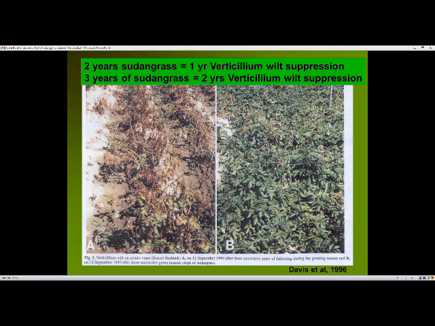So no potato was grown in either of those fields, but this was fallowed for 3 years and this had Sudan grass. And what the Davis group showed is that after 2 years of Sudan grass, you could get 1 year of verticillium wilt suppression, meaning that you could grow potatoes and you would not see strong losses due to verticillium wilt. After 3 years of Sudan grass, you could grow potatoes for 2 years and see a high level of suppression.